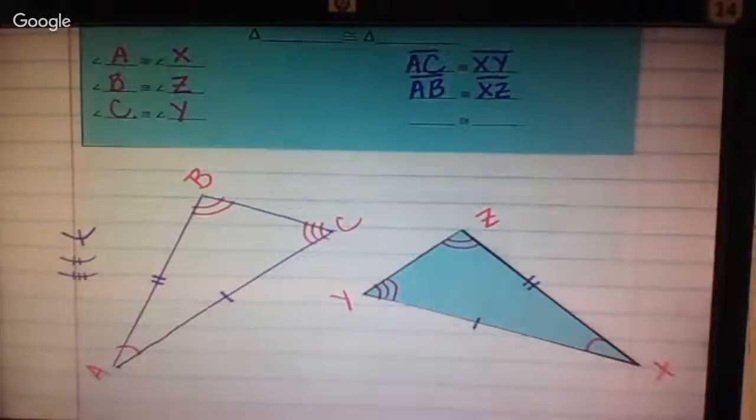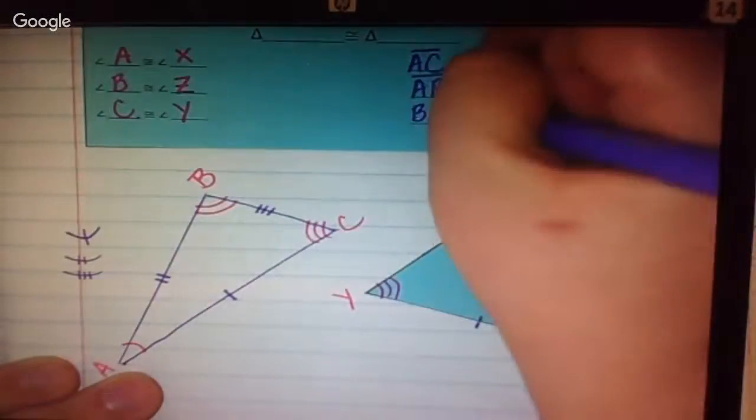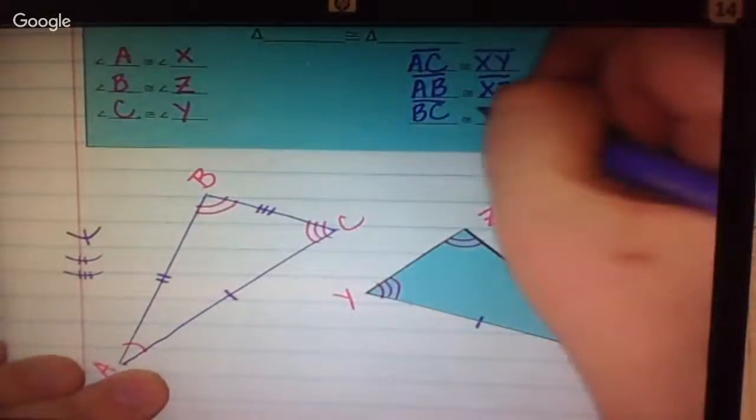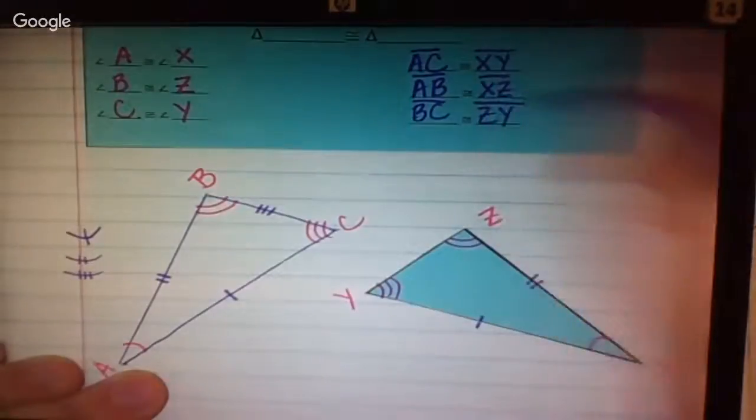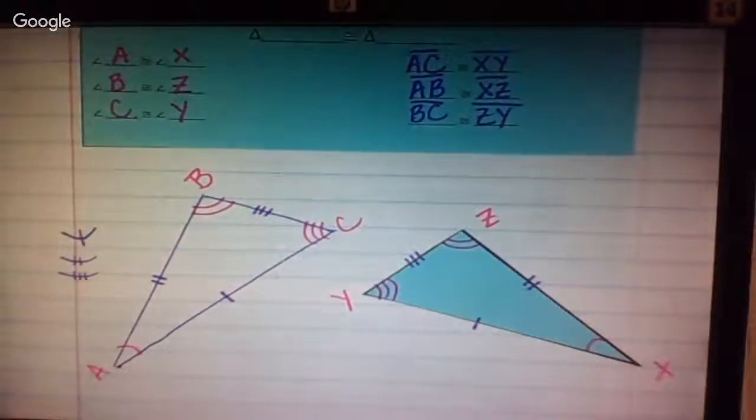The second sides that are congruent. And B to C and Z to Y. What if all the sides are congruent? They'll mark them that way. So if all the sides are congruent, you're going to see a triangle that looks like this.